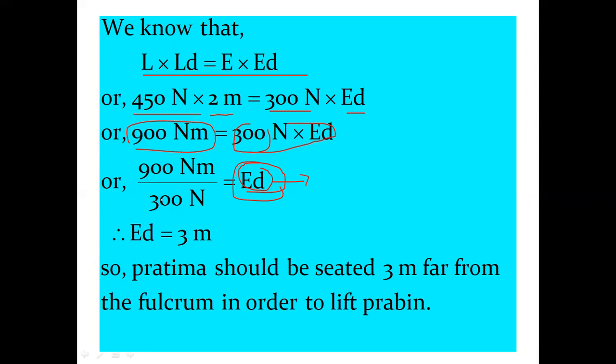Now we have to divide this. 900 divided by 300, it will be 3. And Newton cancels Newton. Remaining is meter. So effort distance becomes 3 meter. So Fatima will be seated 3 meter far from the fulcrum in order to lift Parveen.